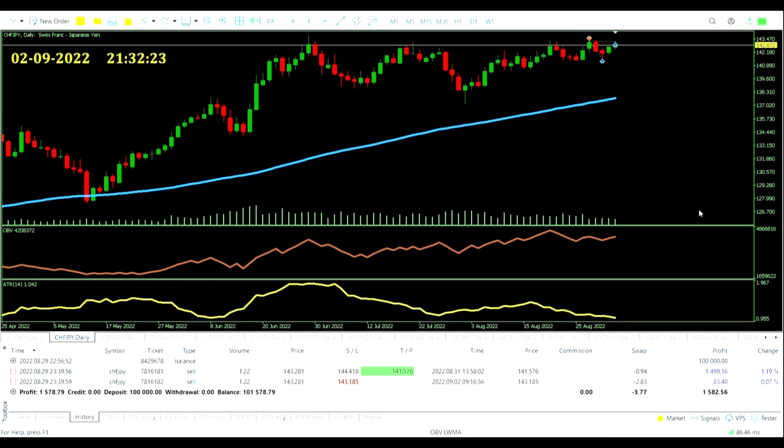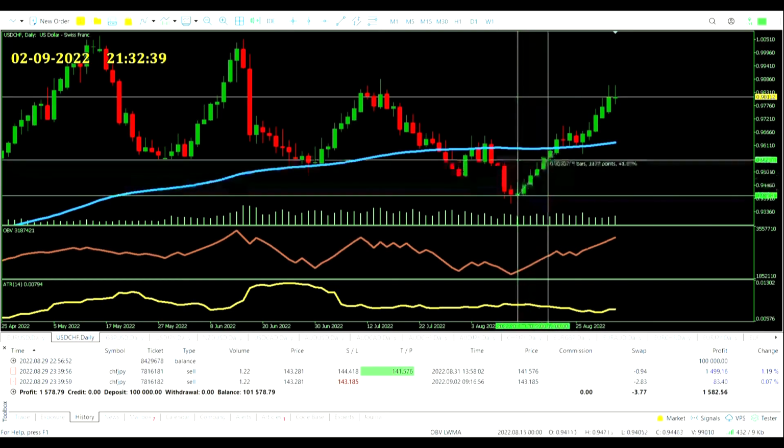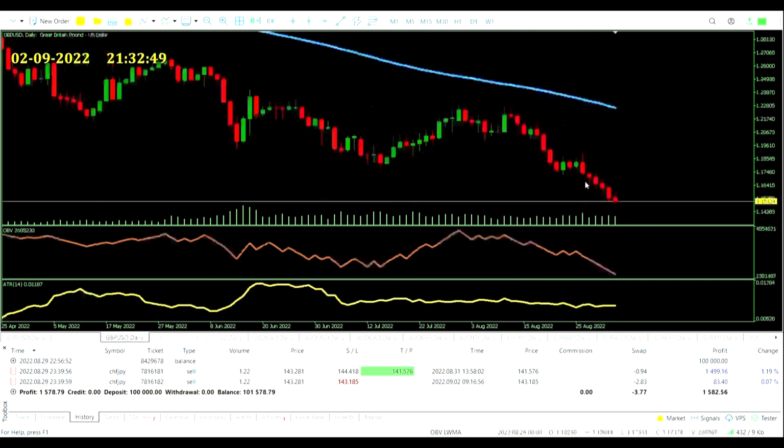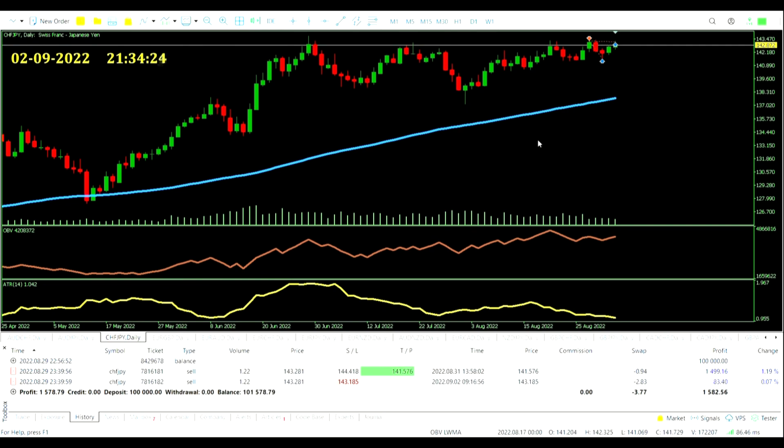Let's check the other charts, see if we got anything new. The dollar continuing to climb against the Swiss franc. Been on a real big run against it, almost plus 5% over the last few weeks. And the pound continues to dip. Tough time for them. Nothing in the way of divergence for us. Close out the week. Not every day we get a divergence.